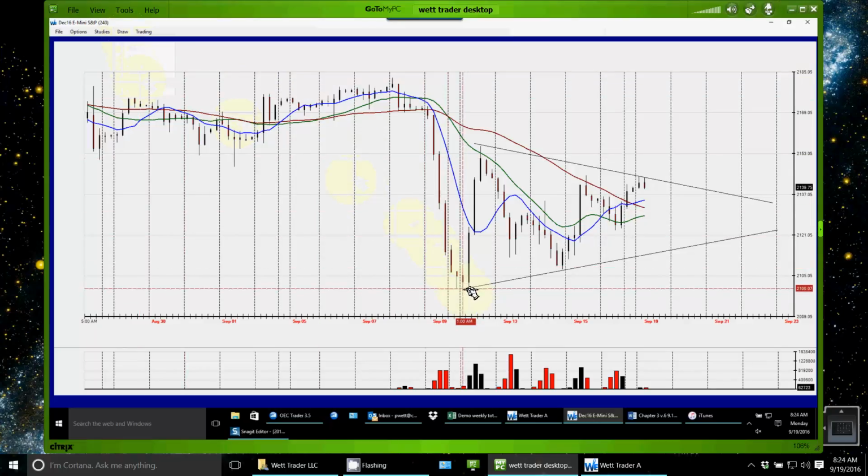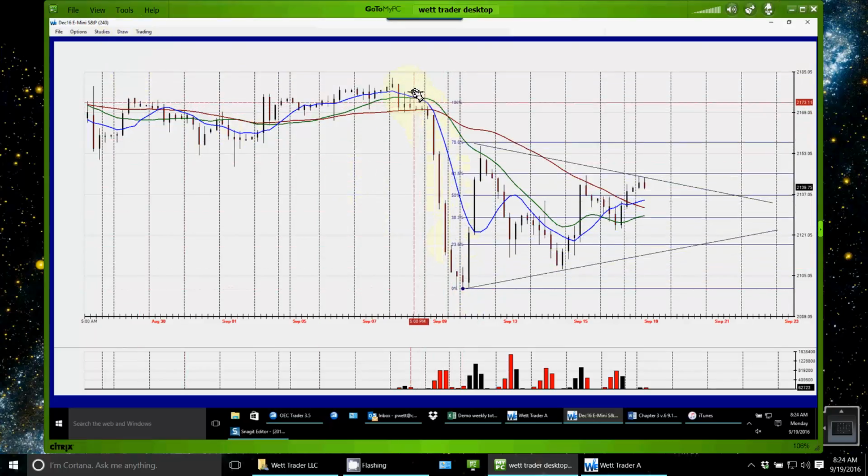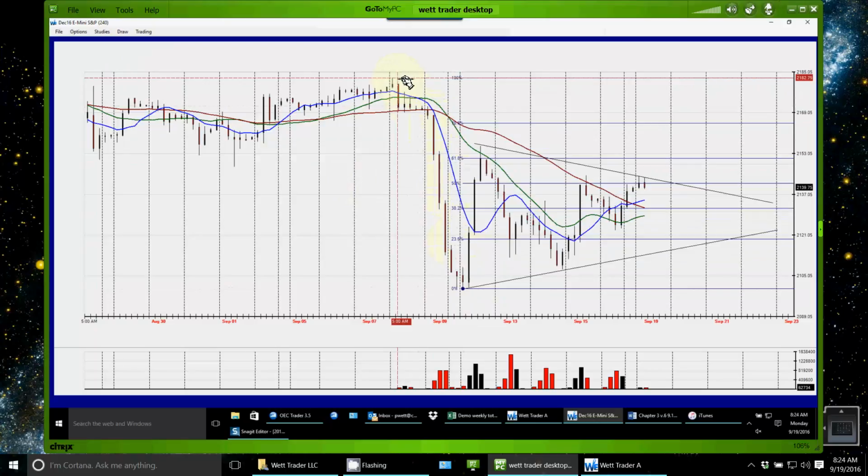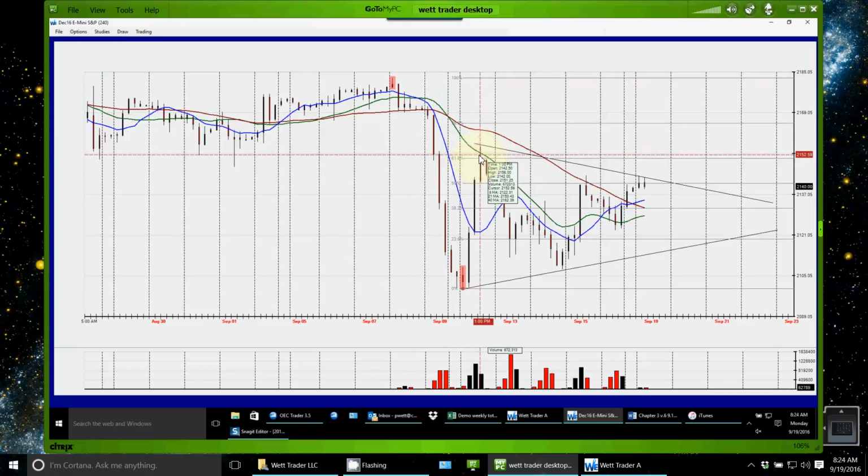So if this is my swing low here and my swing high is way over here, this is a good area to sell, folks. Sell. 2160, 2151, good area to sell. I think the high was 56. We have a sell right around this area here.